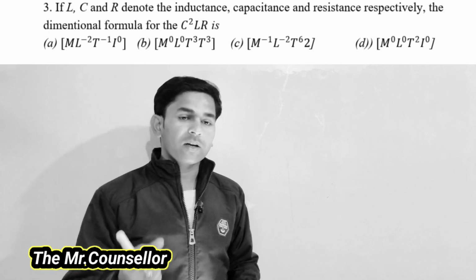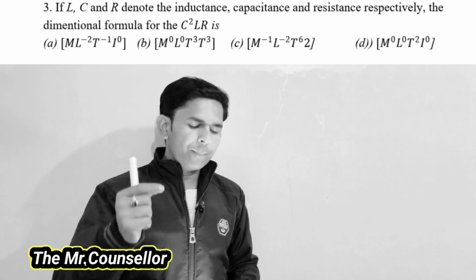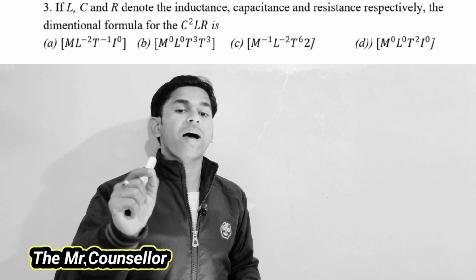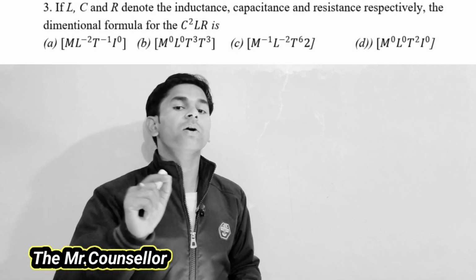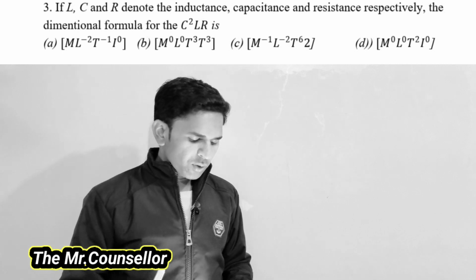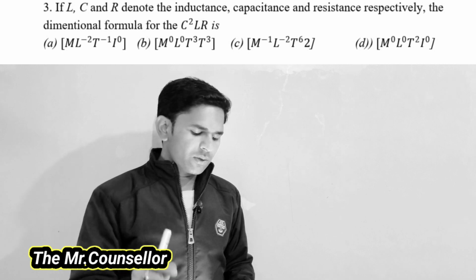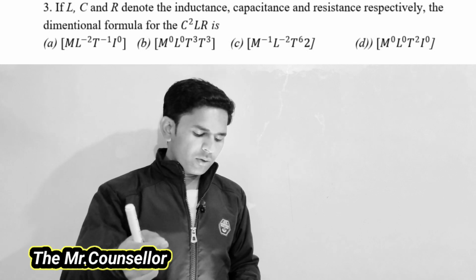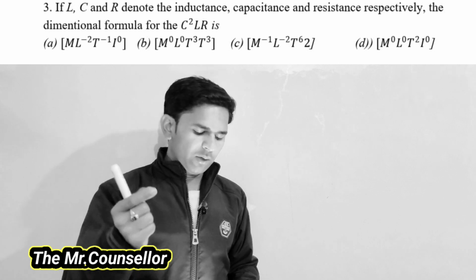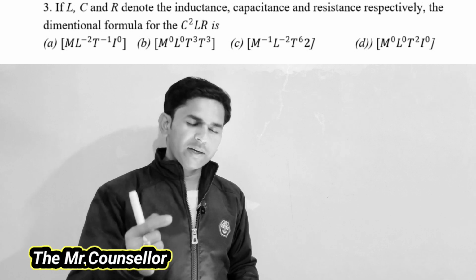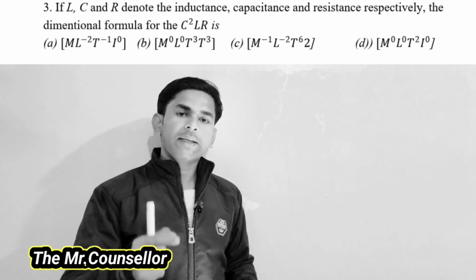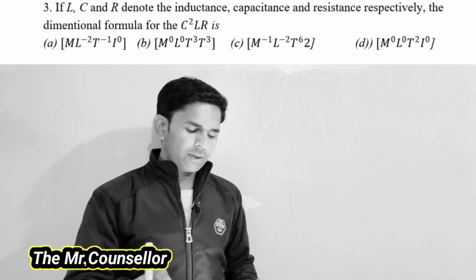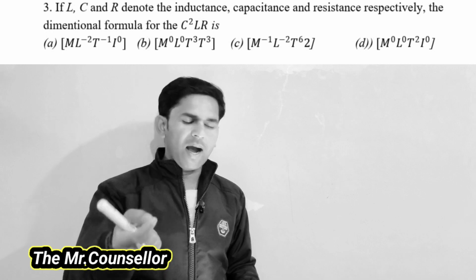See the options first. Option A is M L minus 2 T minus 1 I naught, I power 0 meaning dimensionless. Option B, M0 L0 T3 I0. You can also read it as M naught L naught T cube I naught. Option C, M minus 1 L minus 2 T6 I square. Option D, M naught L naught T square I naught.